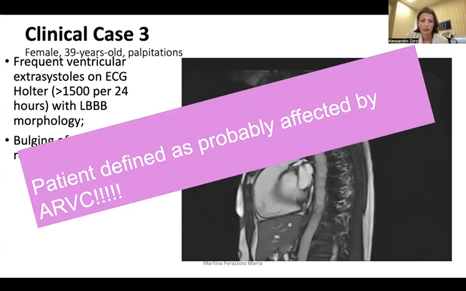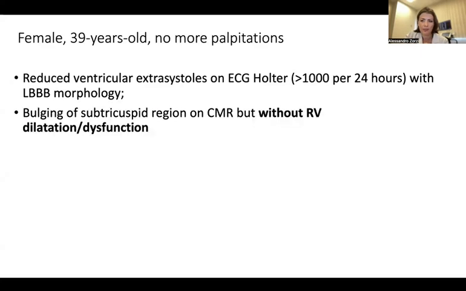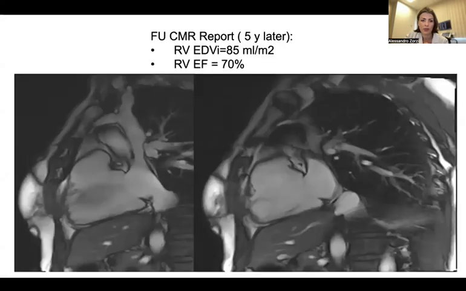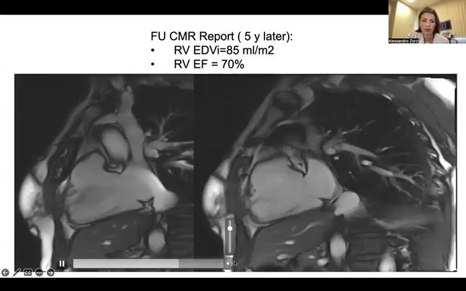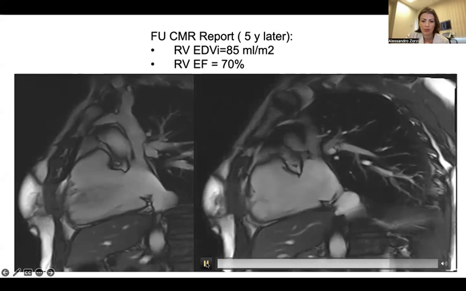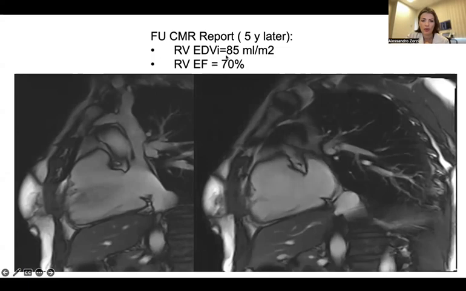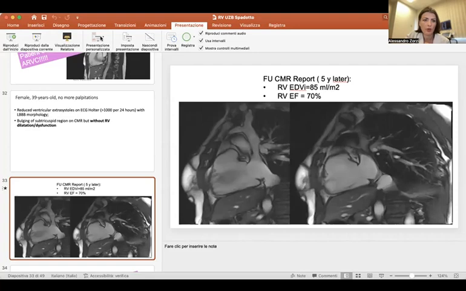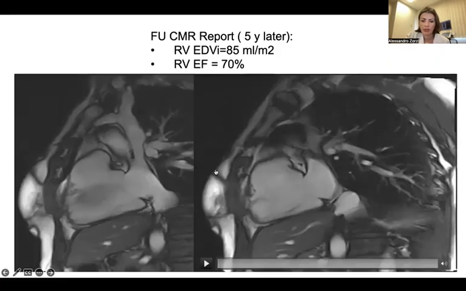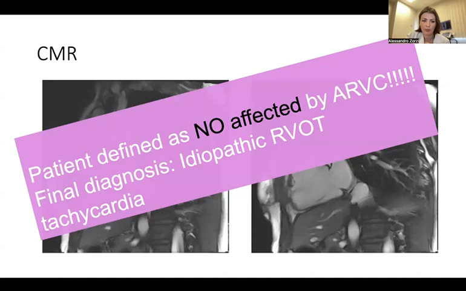And she was defined as probably affected by ARVC, but later she had a follow-up, still bulging of subtricuspid region, but no dysfunction. So you can see the images. There is the bulging, okay, but no dilatation. And 5 years later, the MRI was stable. So she only had this kind of bulging with ventricular ectopic beats, but she had an idiopathic RVOT tachycardia, because the follow-up is also really, really important.